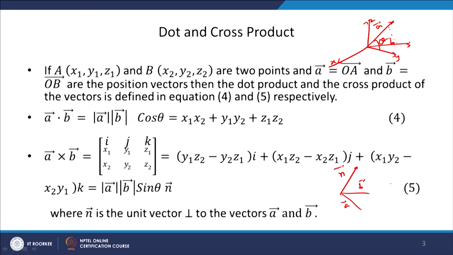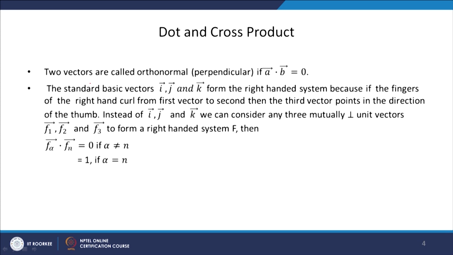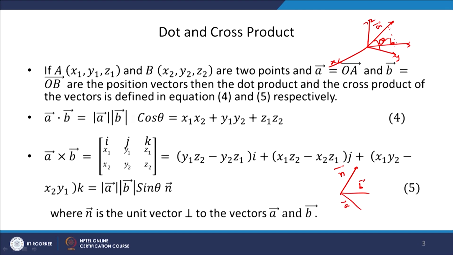And how it is defined, this n vector, there are two perpendicular vectors to A and B. So that is using the right hand system. So that will be explained in the next slide. So we see that if the dot product of two vectors is equal to 0, then they are perpendicular to each other, that is seen from the formula directly.